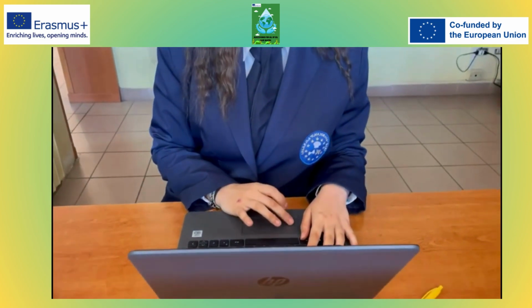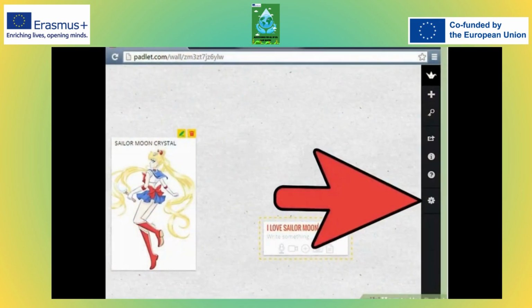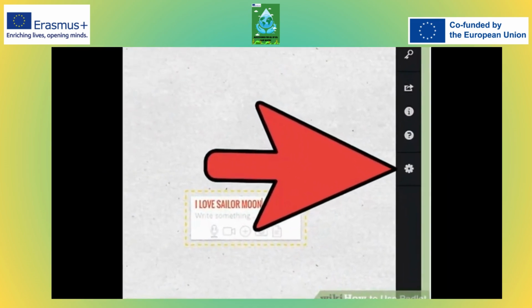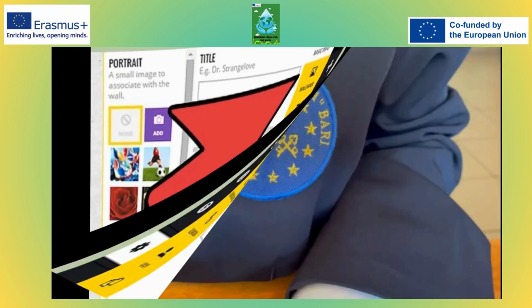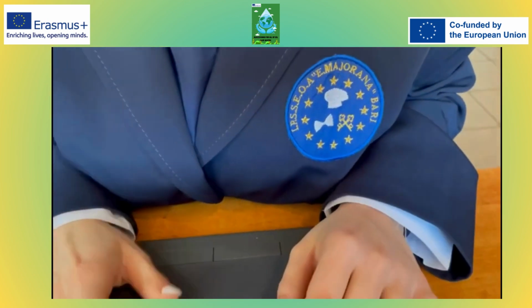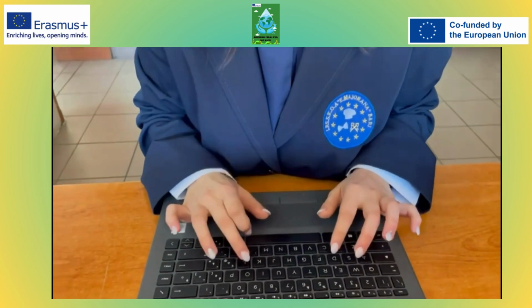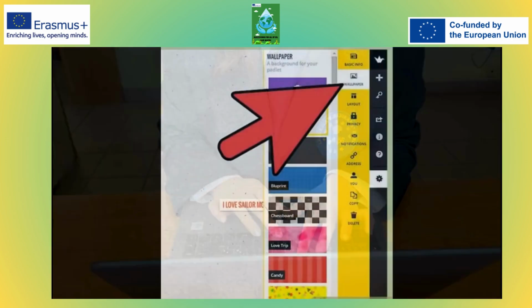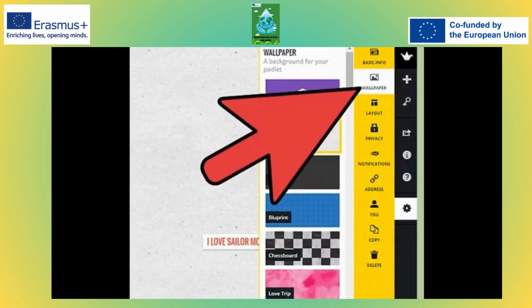Changing the settings. Click on the cog in the right column. This icon will allow you to access your modification settings. Move from the top down in the tabs to modify the wall. Begin with the basic info, which includes the title and description. Type in these elements. Tap or click the next tab, Wallpaper.